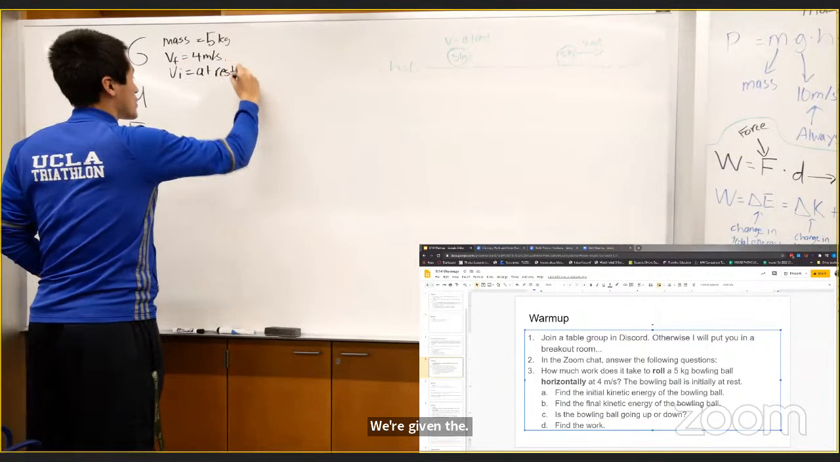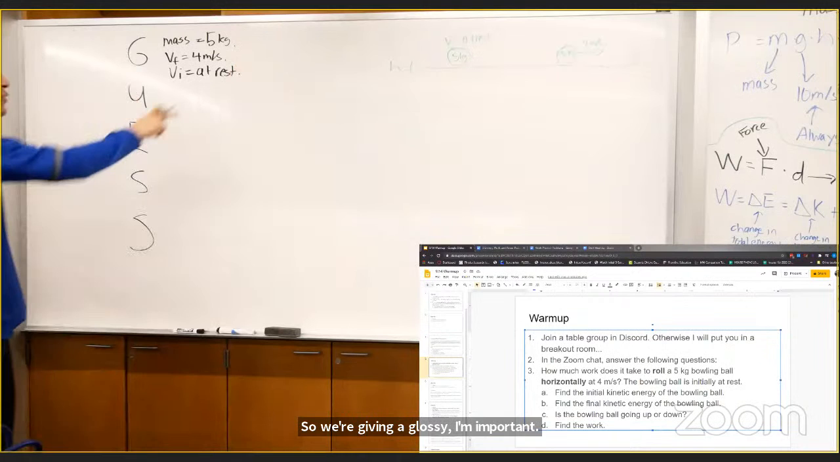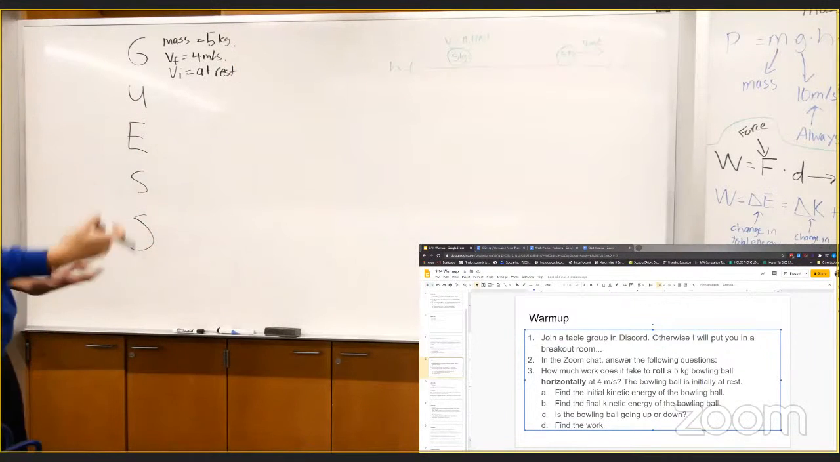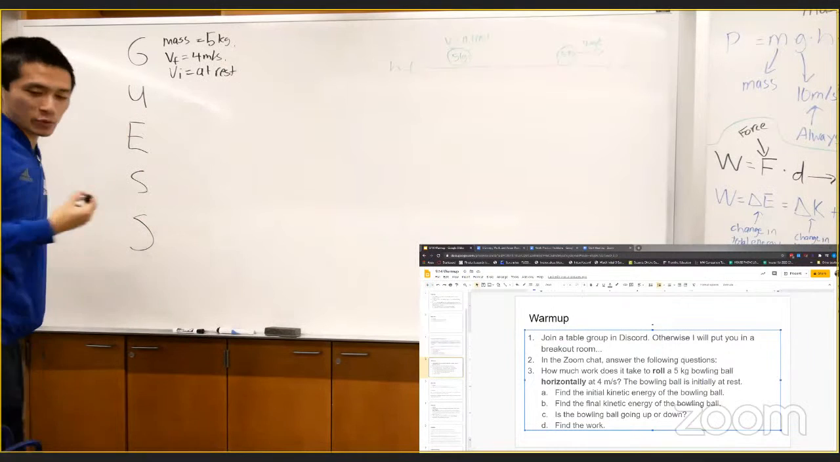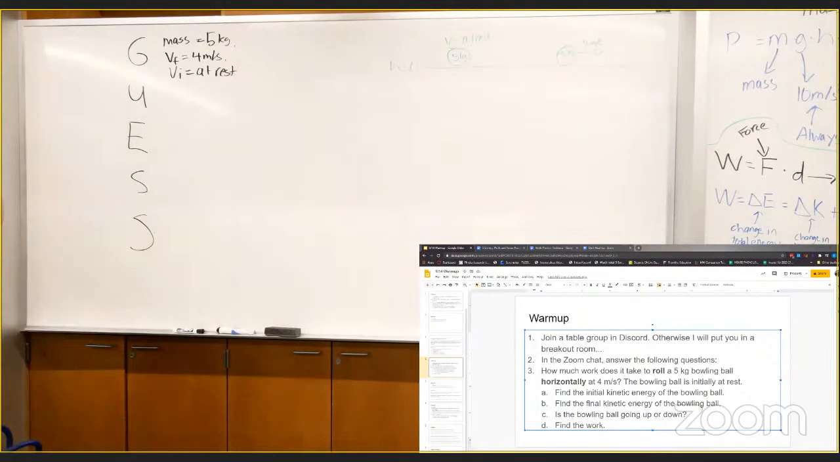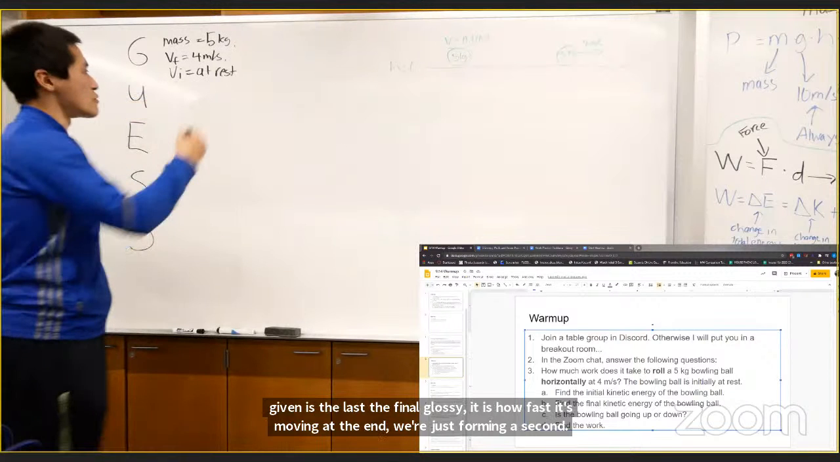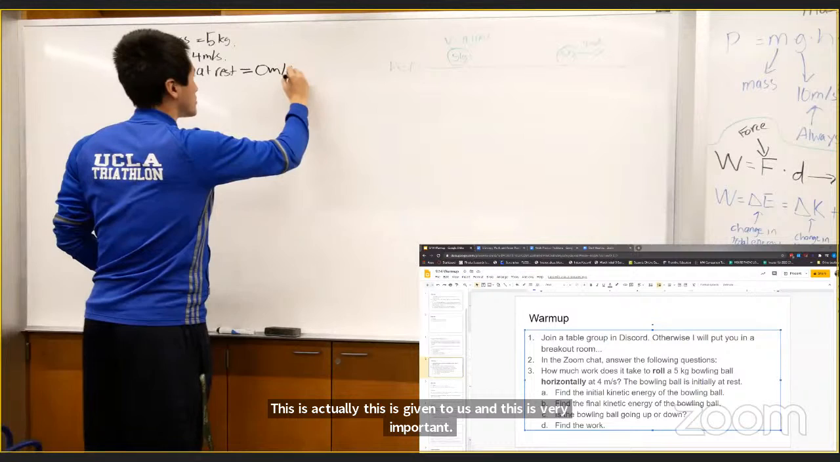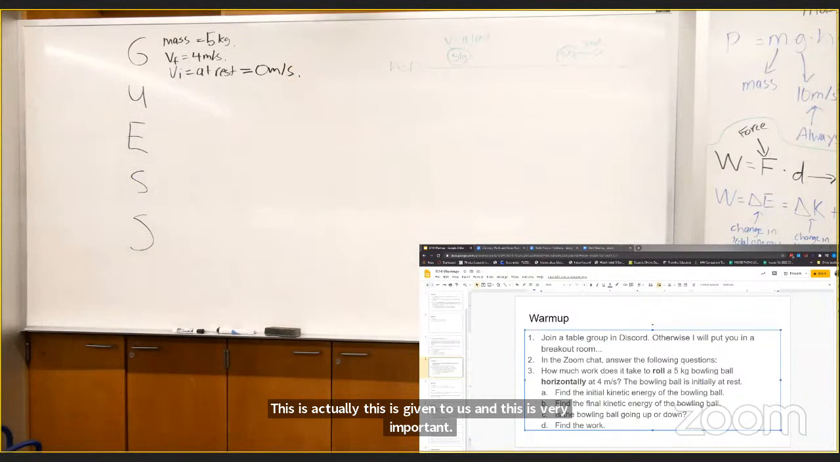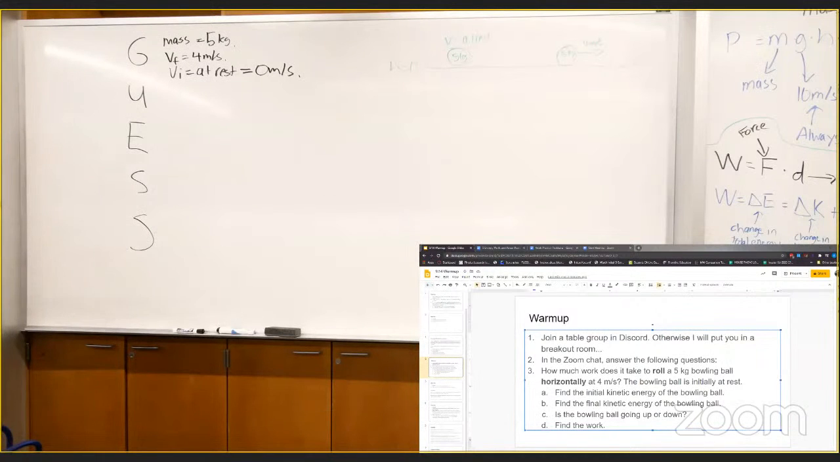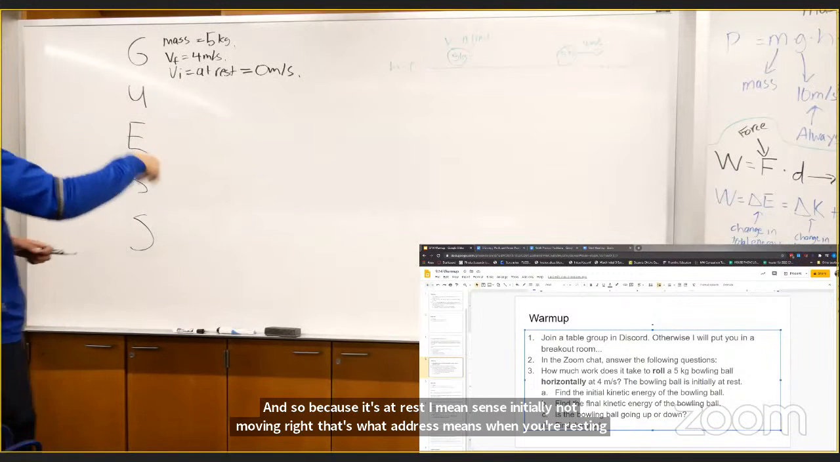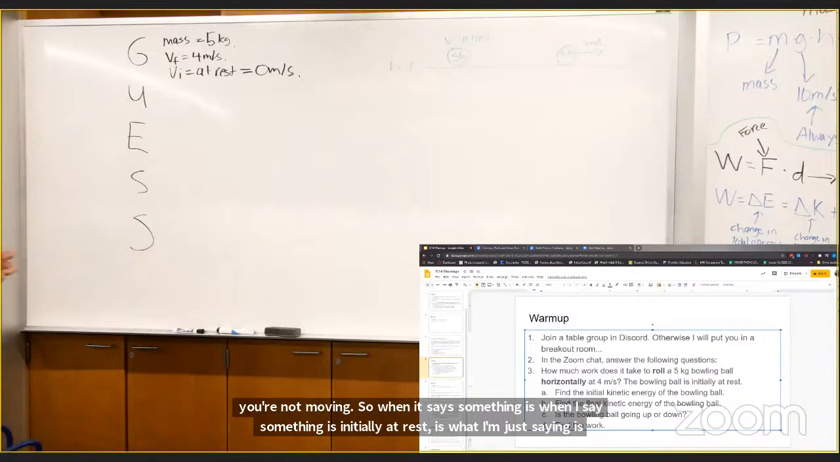This is given to us, and this is very important. Because it's at rest, it means that it's initially not moving, right? That's what at rest means. When you're resting, you're not moving. And so when I say something is initially at rest, what I'm saying is that at the initial velocity, at the very beginning, it's not moving. So the initial velocity is actually 0 meters per second. So this is given to us, even though numerically it isn't. And that's an important part of reading the problem: being able to say, oh, it says at rest. That means that at that point, it's not moving, which is very important.